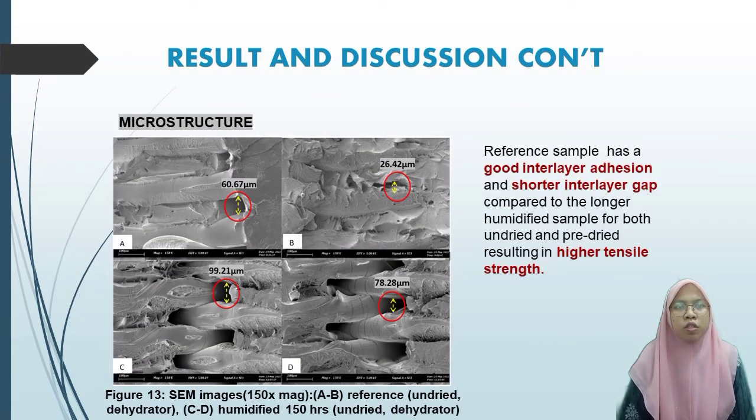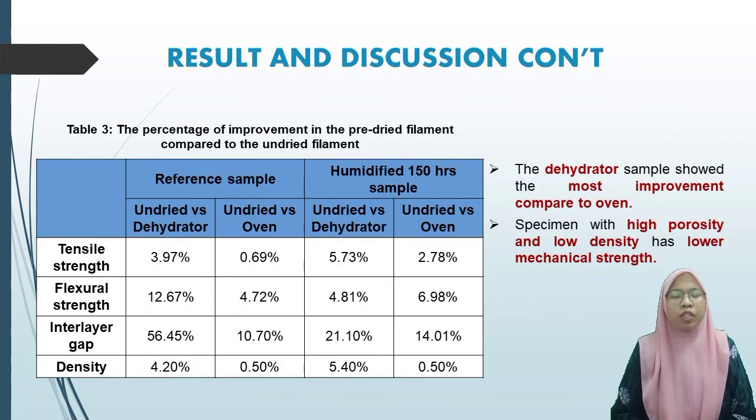Now let's see the microstructure result. Figure 13 depicts the SEM image for the reference filaments compared with the filaments humidified for 150 hours. The cross-sectional tensile fracture surface of the reference shows fewer voids, good interlayer adhesion, and shorter interlayer gaps compared to the longer humidified filaments for both undry and pre-dry samples. So good interlayer adhesion and short interlayer gaps result in higher tensile strength than weak interlayer adhesion and longer interlayer gaps.